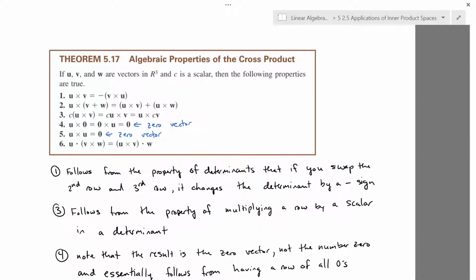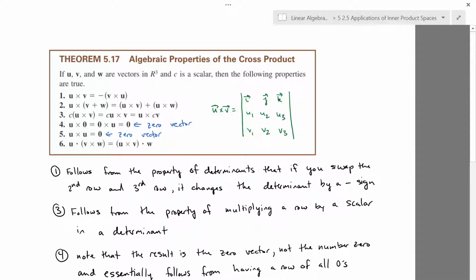On this page, we'll discuss some of the algebraic properties of the cross product. Most of these properties listed here essentially follow from thinking of the cross product as a determinant, right? So let me just write it again over here. There's u cross v. You put i, j, and k on the top row, and then the components for u on the second row, and then the components for v on the third row.